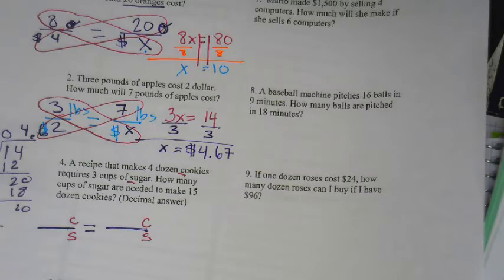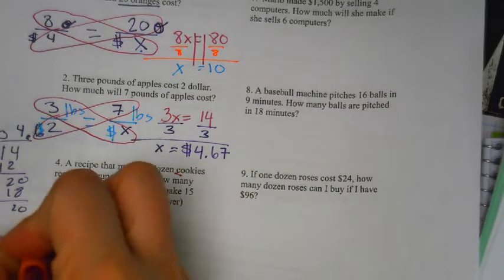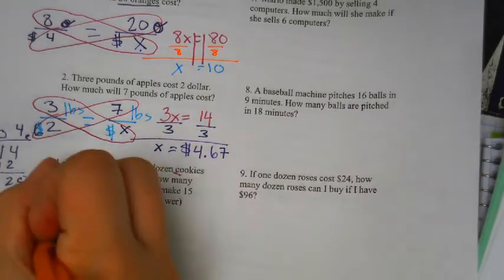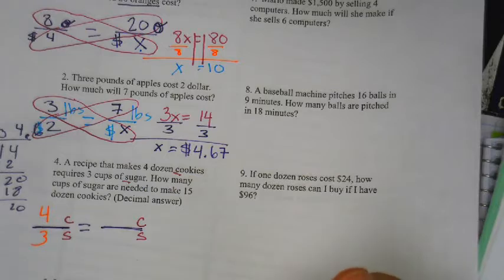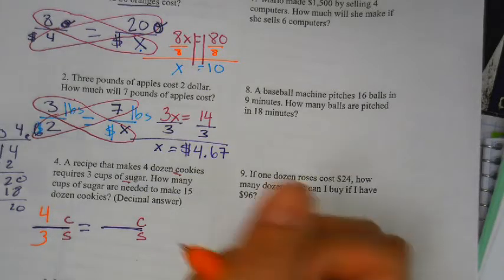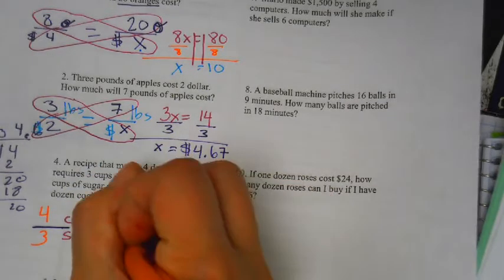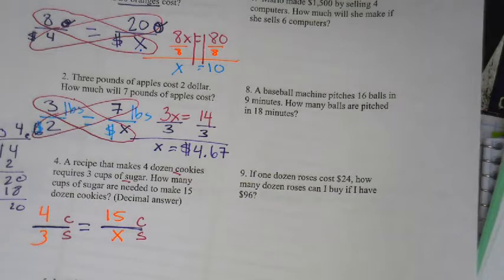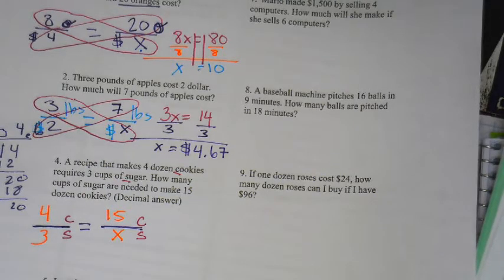All right, so what's our first fraction? What number goes on top? 4. What number goes on the bottom? 3. Okay, my second fraction. What number goes on top? 15. What number goes on the bottom? X. Good. So you read the first sentence, and that's where my first fraction comes from. Okay, now we're going to cross multiply.